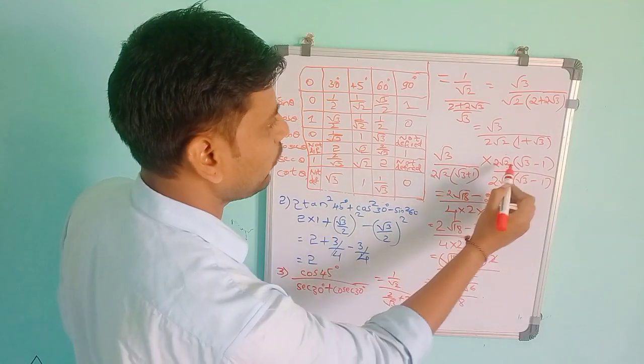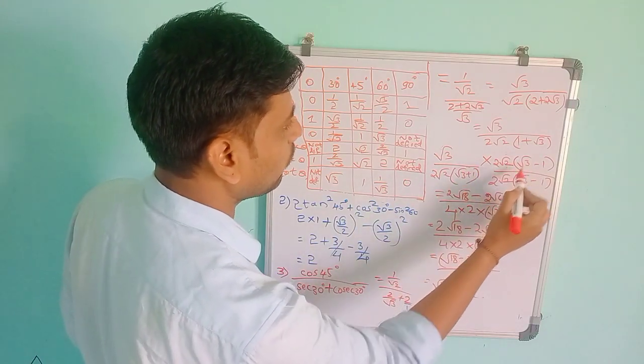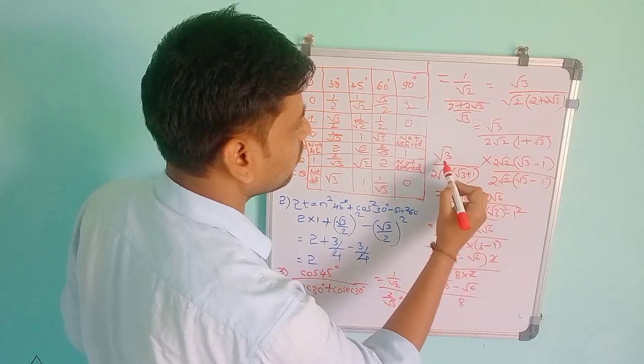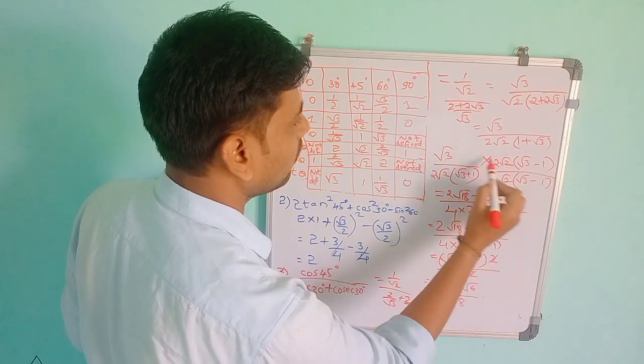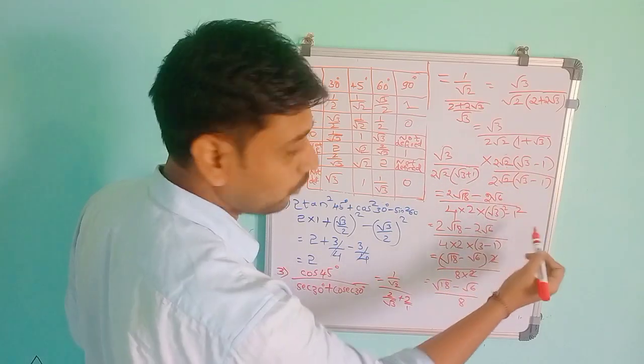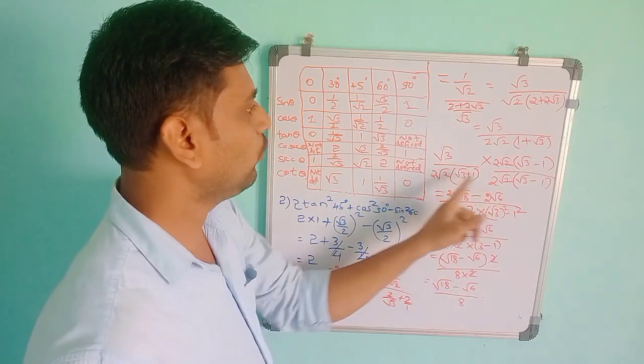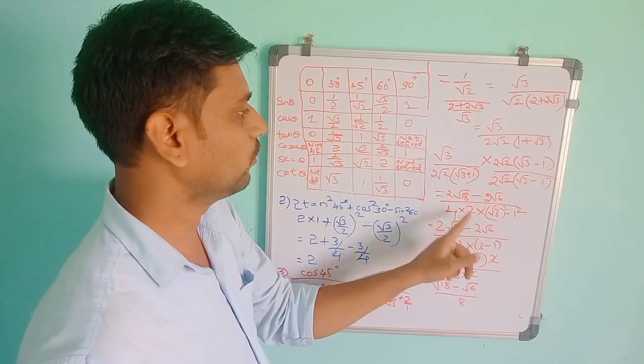So root 3 into root 2 is root 6. Root 6 into root 3 is root 18. 2 is remaining, 2 minus 2 root 2. This is root 3 into root 2 is root 6. Then 2 into minus 2, minus 2 root 6. This one 2 into 2 is 4. Then root 2 into root 2 is root 4. Root 4 is 2. So 4 into 2.